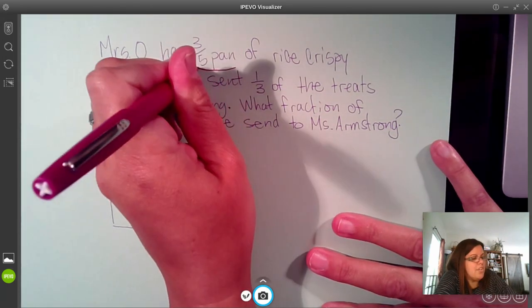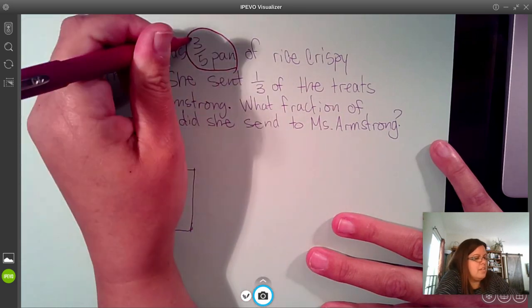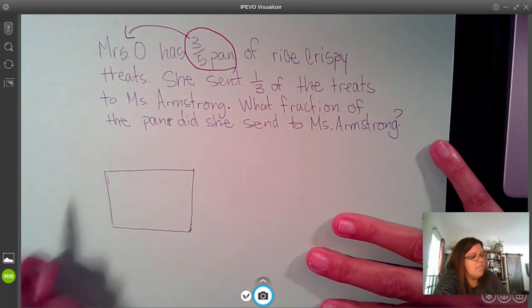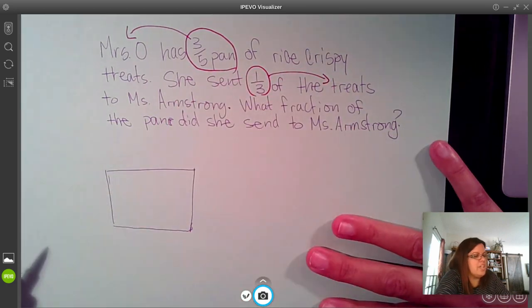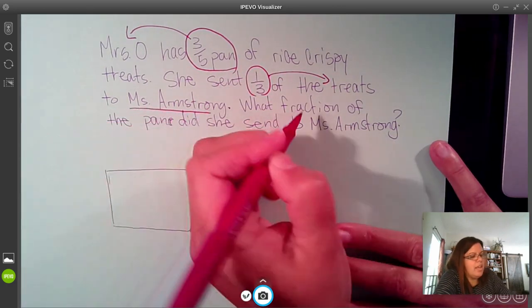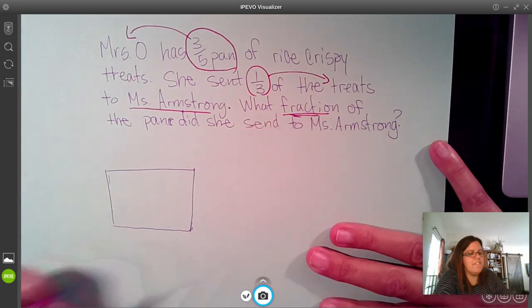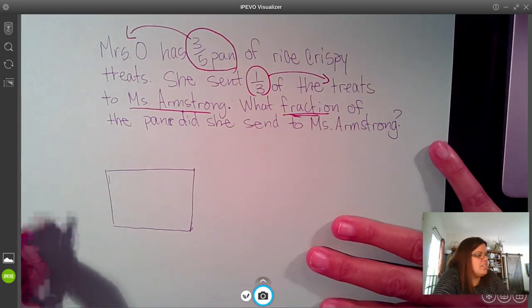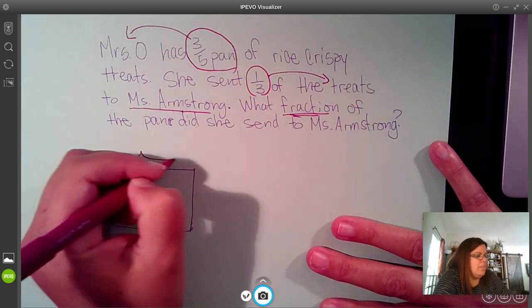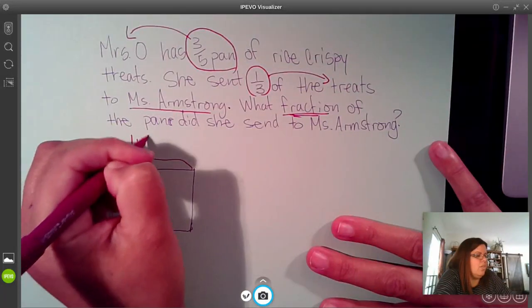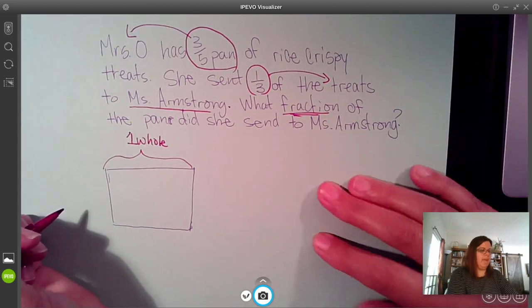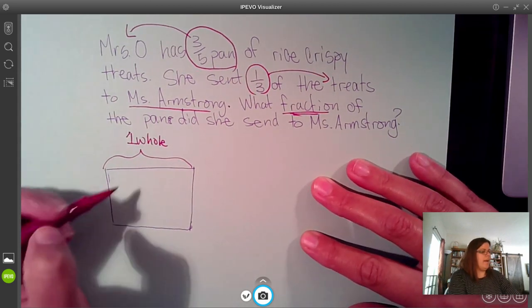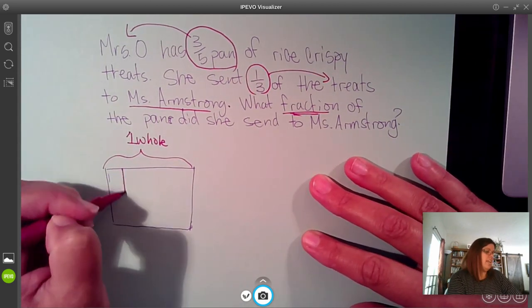So we have 3/5 of the pan. That's what Miss Olson has. She's going to send 1/3 of those treats to Miss Armstrong. And we're looking for an answer that is a fraction. So I've got my pan right here. Let's go ahead and label a few things. This is one whole pan.